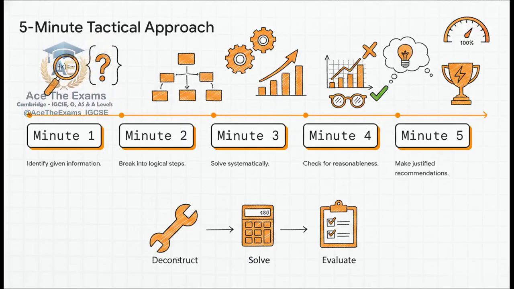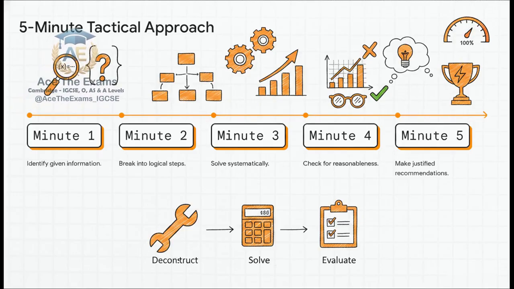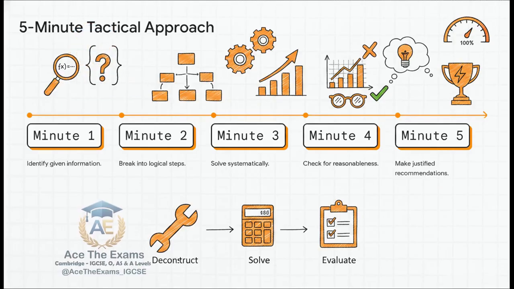Minute 1, identify the given information. Scan the text block. Extract the exact variables and boundaries. Minute 2, break it into logical steps. Are we using the chain rule, product rule, or quotient rule? Make the decision fast. Minute 3, solve systematically. This is where you lay down the clear working to capture those method checkpoints.